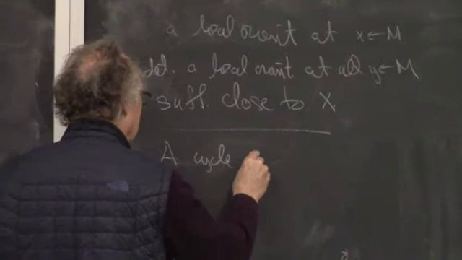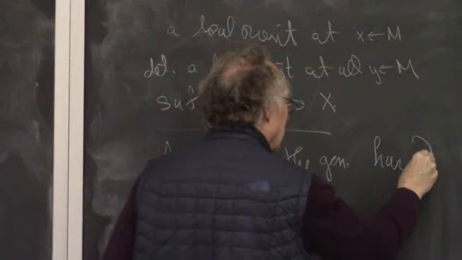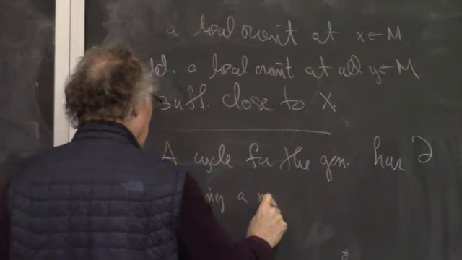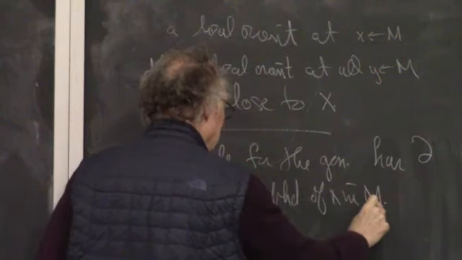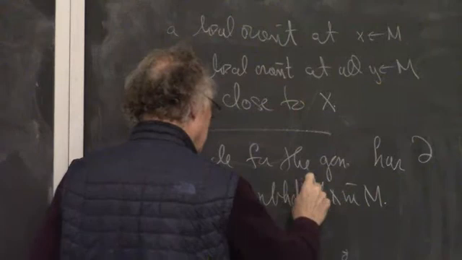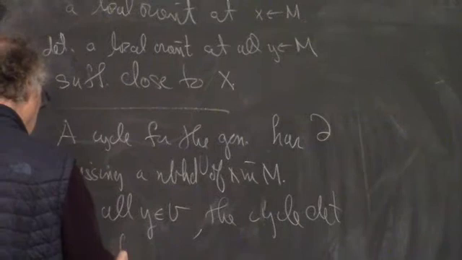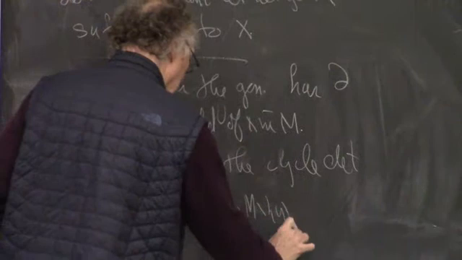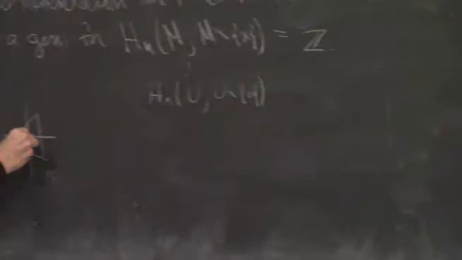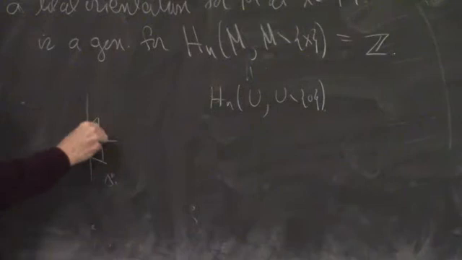A cycle for the generator has boundary missing a neighborhood. And for all y in that neighborhood, the cycle determines a generator for the relative homology at y, or relative local homology. So just as in this picture, here's a cycle giving me the generator at x. If I move nearby to some y, it's still a relative cycle. Like y, it still gives a generator.